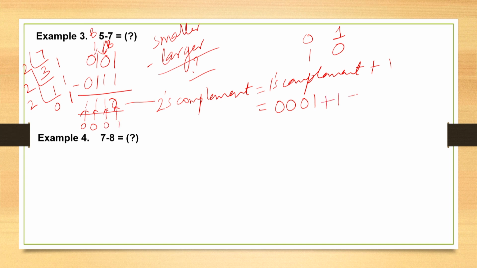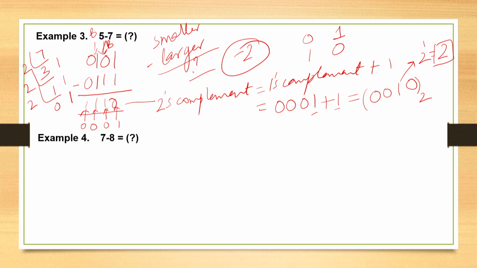Then add 1 into it, so you get what? 1 plus 1, this is 0, carry 1, 0 0. So this will be the answer. What is the decimal? It is obviously 2 to the power 1, that is equal to 2. Yes, this is the answer with the negative sign. So minus 2 is the answer.